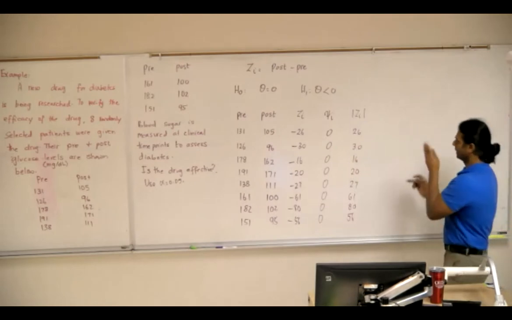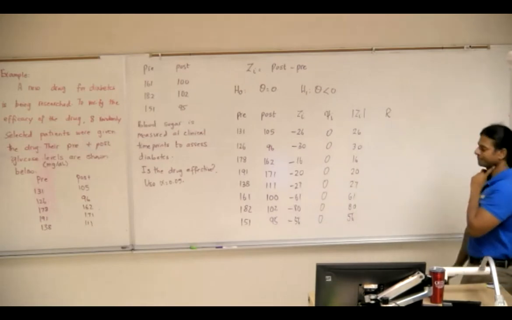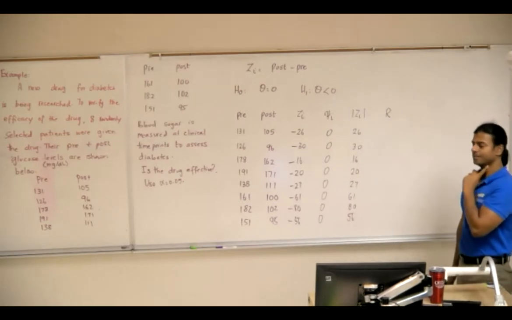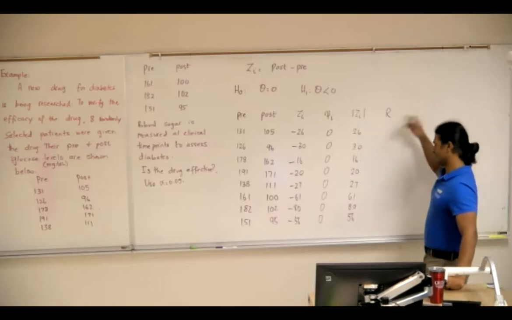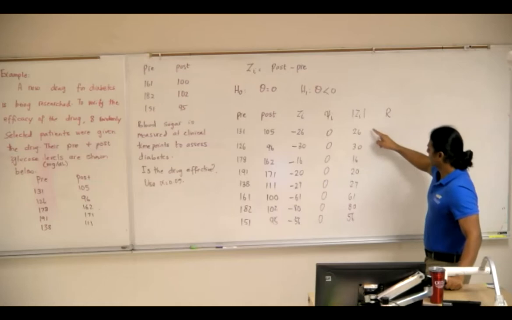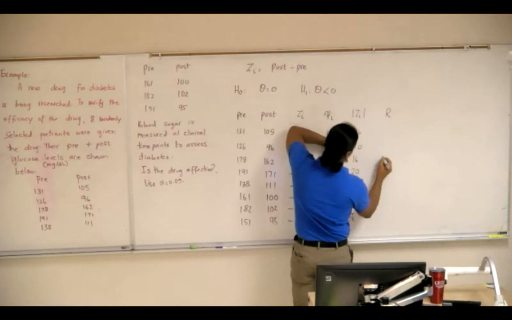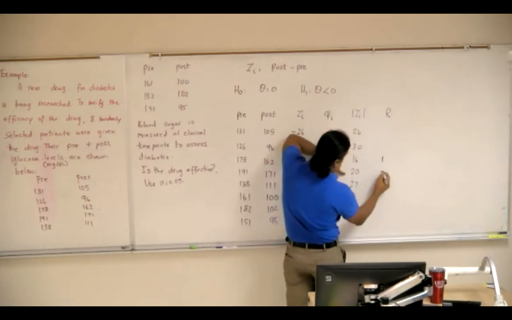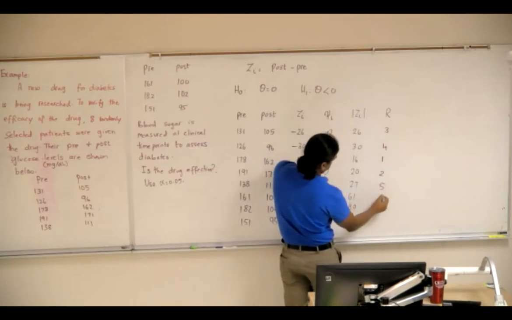Yes? Rank. We want to rank these observations. And how do we rank these? Small to larger. So the smaller value of the absolute values here is 1, 2, 3, 4, 5, 6, 7, 8.